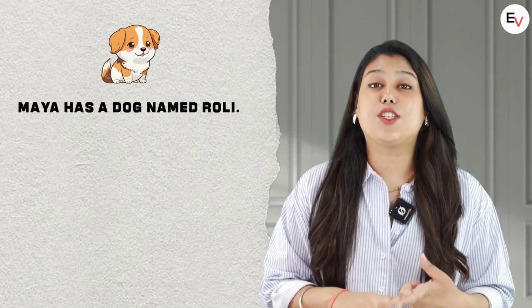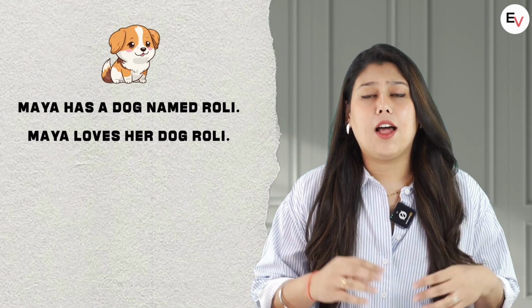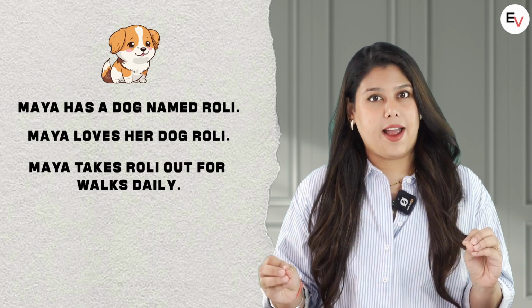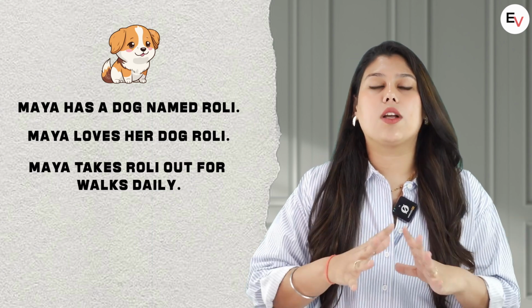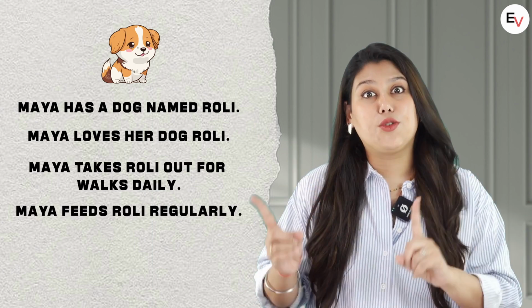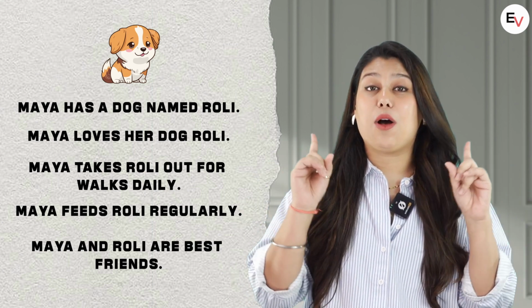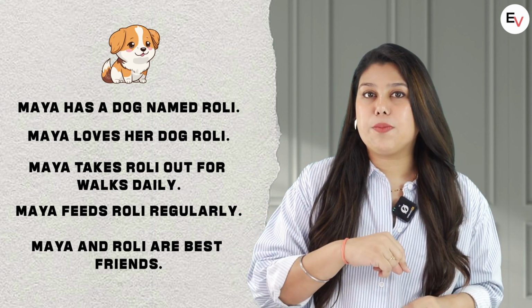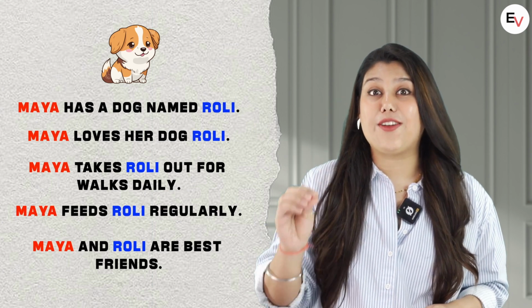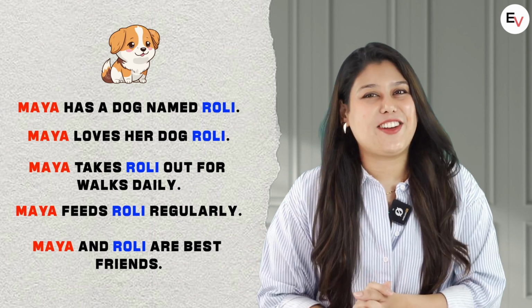This is Vani and today I have a fun challenge for you. I'm going to tell you a story. Listen to it carefully. Maya has a dog named Rolly. Maya loves her dog Rolly. Maya takes Rolly out for walks daily. Maya feeds Rolly regularly. Maya and Rolly are best friends. Now your challenge is that you have to replace Maya and Rolly with correct pronouns. Go ahead, give it a try.